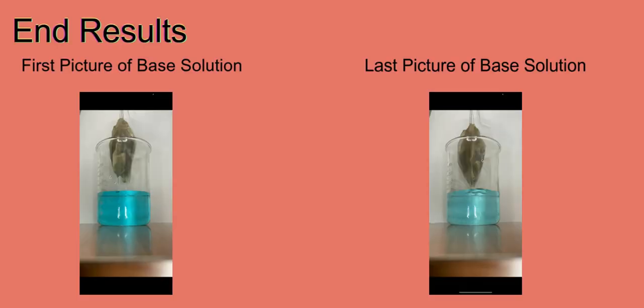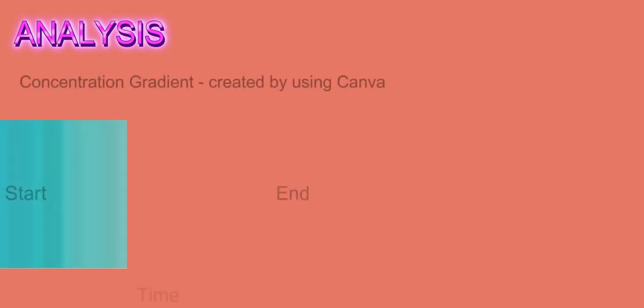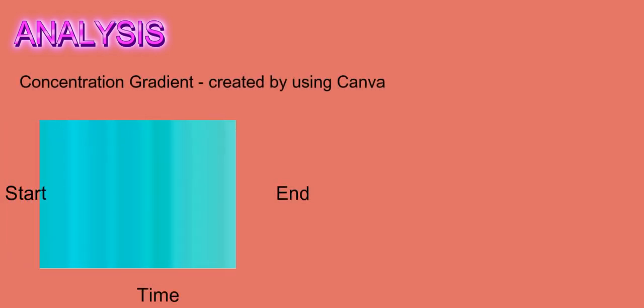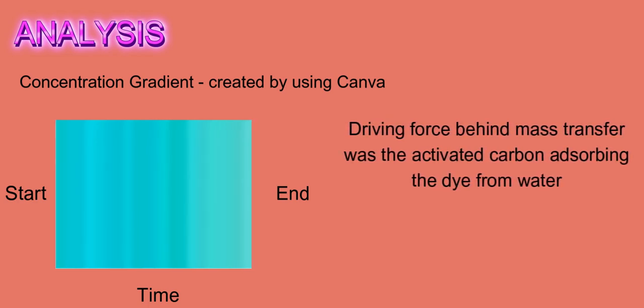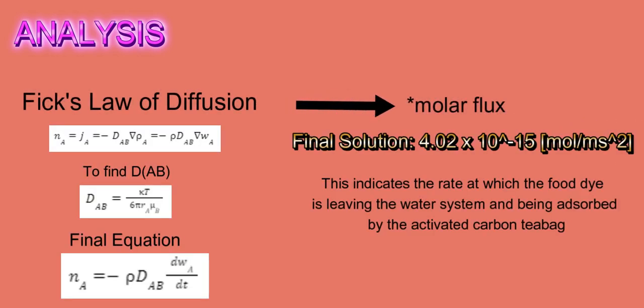At the end, we can see that the overall solution did become much clearer, meaning mass transfer did occur. By analyzing the data points collected during the experiment, a concentration gradient was created. This gradient further demonstrates that mass transfer occurred as it defines that the concentration decreased over time. This decrease in concentration means that the driving force behind the mass transfer was the activated carbon absorbing the dye from the water. Also, we found a value for the total mass flux by using Fick's law of diffusion and other calculations shown that further proved that mass transfer occurred.